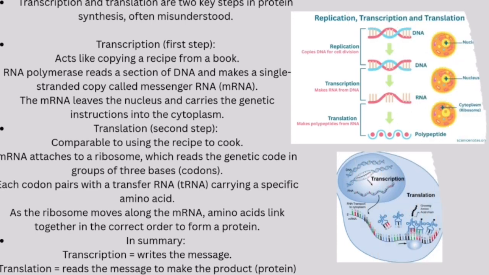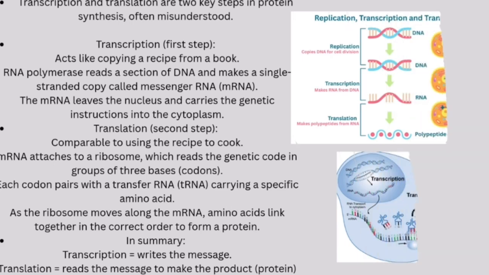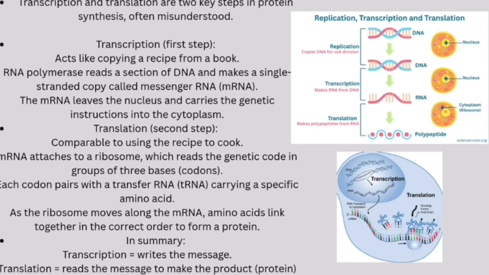Translation is the second and final step. It is when the cell makes the protein, like using that recipe to cook. The mRNA travels to a ribosome, which reads the genetic code in groups of 3 bases called codons. Each codon matches up with a transfer RNA, or tRNA, carrying a specific amino acid. As the ribosome moves along the mRNA, the amino acids link together in the correct order, forming a protein. So transcription writes the message and translation reads it to make the product.